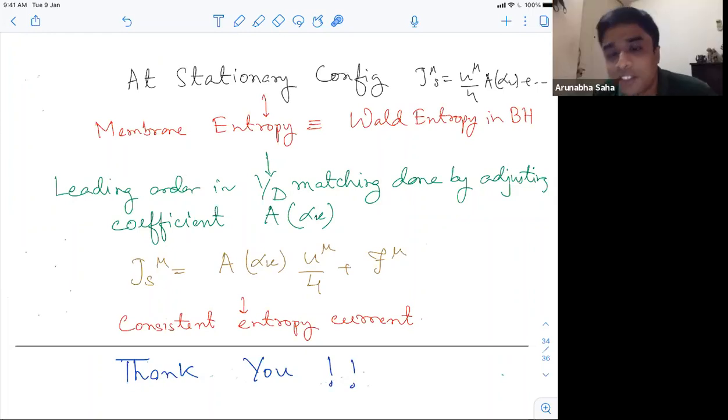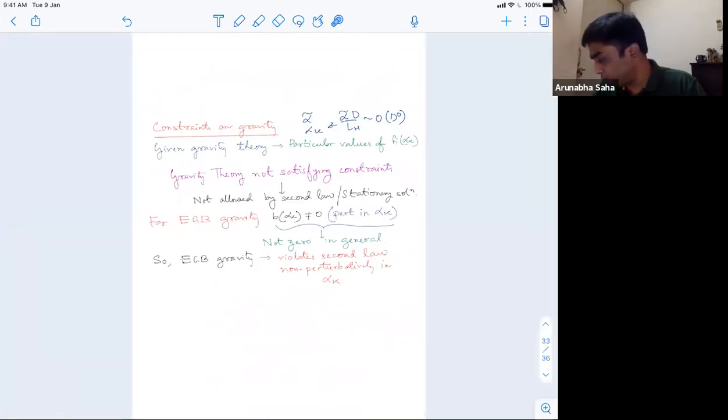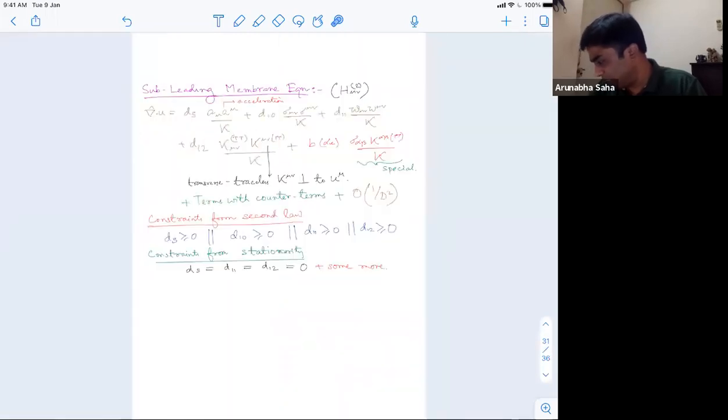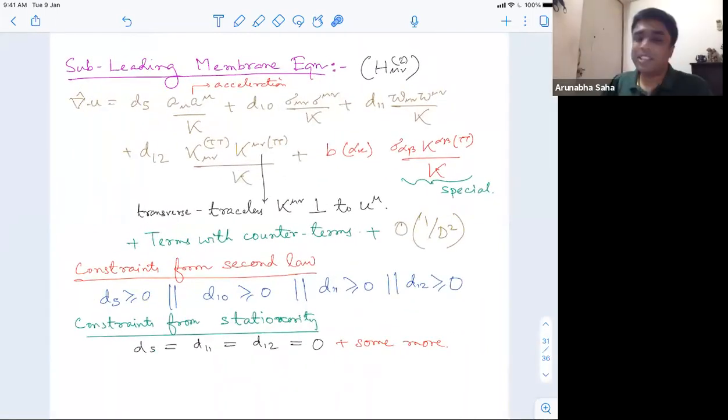No, there is only one constraint which I definitely know is violated. I also showed you some other constraints. Yeah, these constraints. Since I have not worked out the membrane equation at subleading order for this general theory, I don't know if these are violated or not. But the point is that you can write an entropy current which pushes the problem to one order higher in alpha k.